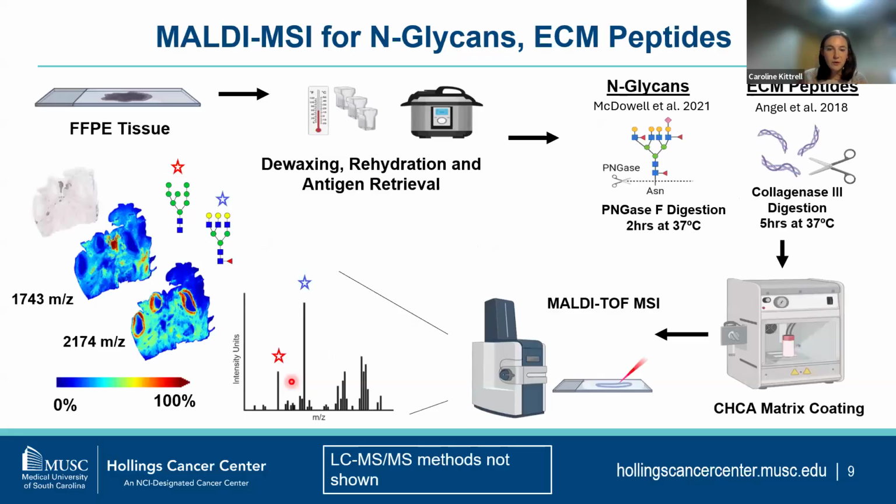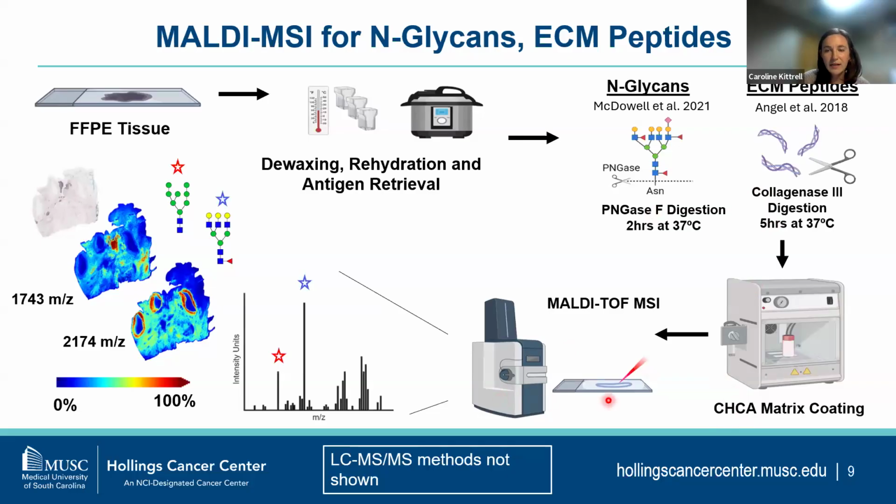So the way that we're addressing these questions is through an imaging mass spectrometry approach, specifically multi-MSI. And all the tissues that we have are formalin-fixed paraffin-embedded tissues that go through some initial processing: dewaxing, rehydration, antigen retrieval. And then we apply these two different enzymes, PNGase F, to cleave off our glycans, and collagenase 3 to cleave all of our ECM peptides that have these triple helical domains. We then immobilize our N-glycans or ECM peptides with our CHCA matrix, so they stay in their in situ location. This matrix also allows for ionization via our MALDI-TOF.